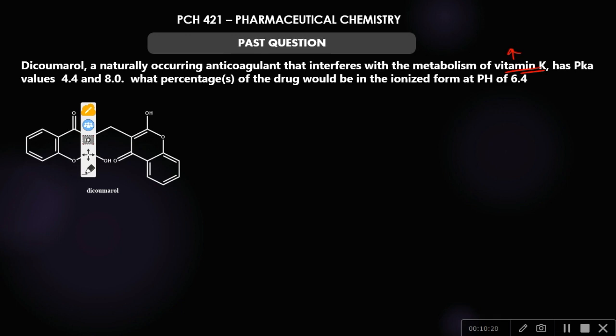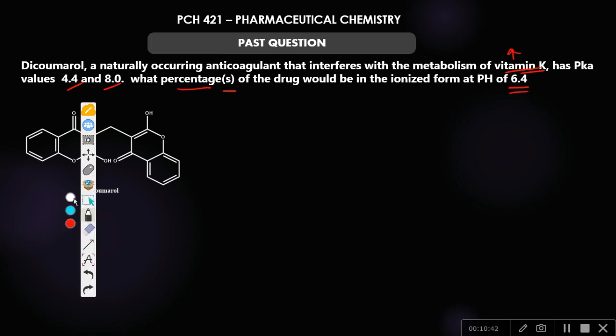That's why they say you should not give warfarin or heparin with vitamin K. Dicoumarol has pKa values of 4.4 and 8.0. What percentage of this drug will be ionized? Now look at this question. This question is a 2-in-1 question. The first, they say what percentage of the drug will be in the ionized form at pH 6.4.